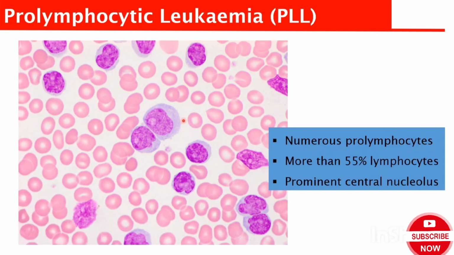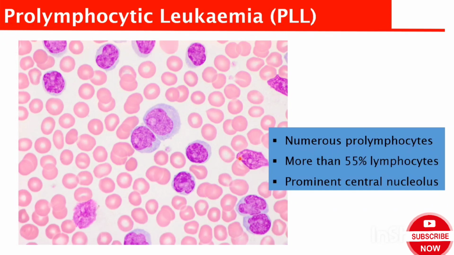Now, another feature that can help you is that they have a prominent central nucleus. So if you see that this is a nucleus, this is a nucleus, then if you look inside this, you're going to see a nucleolus there, which is typical of what? Prolymphocytic leukemia. That's a prolymphocyte. Does that make sense? When we say prolymphocytic leukemia, we're basically talking about prolymphocytes. So that is a type of leukemia. I hope this is making sense.